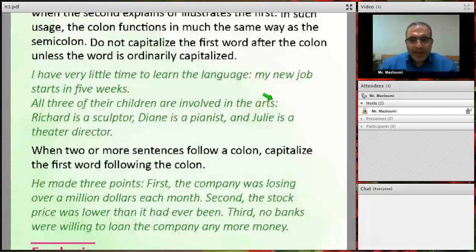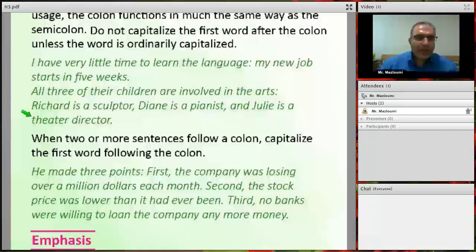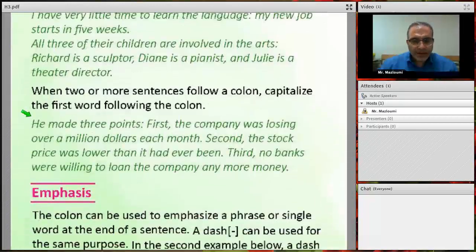Okay, so, we have a colon here, because the second sentence explains or illustrates this first sentence. You see, everyone, Richard is capitalized. Why? Because it is a proper noun and we need to capitalize it. We just write Richard with a capital R. So, Richard is a sculptor, Diane is a pianist, and Julie is a theater director.